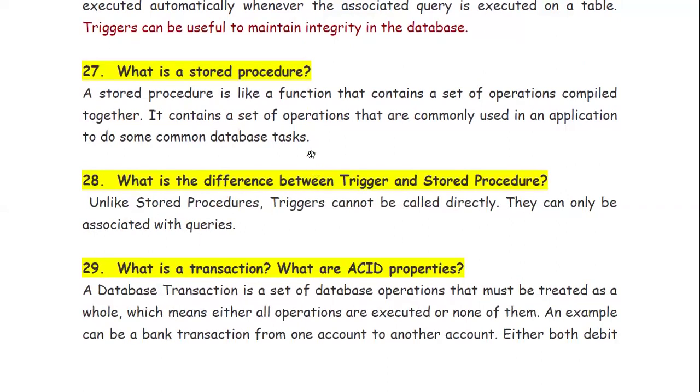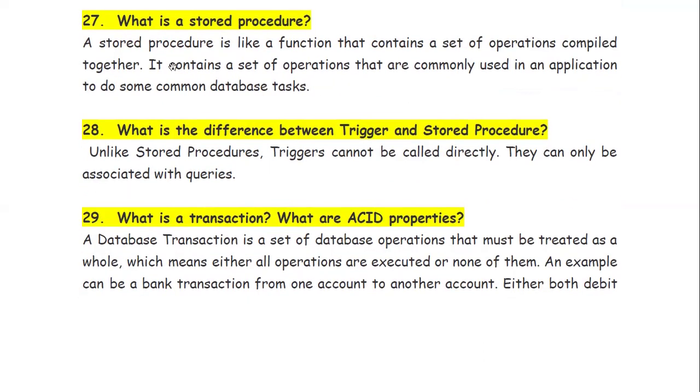Next question, what is a stored procedure? A stored procedure is like a function that contains a set of operations compiled together. It contains a set of operations that are commonly used in any application to do some common database tasks. Just remember that a stored procedure is a number of operations compiled together into a function. So a stored procedure is nothing but a function, which is mostly used in applications to do some common database tasks. Well, then what is the difference between trigger and stored procedure?